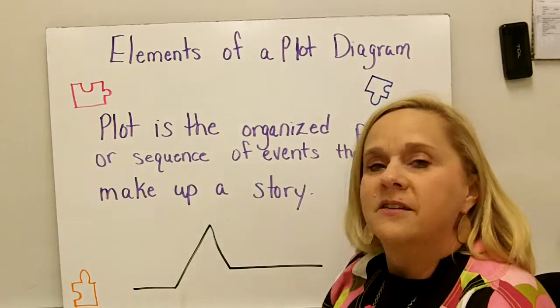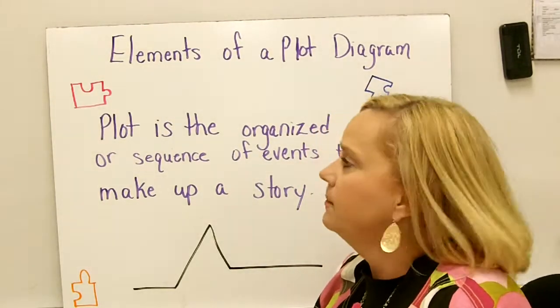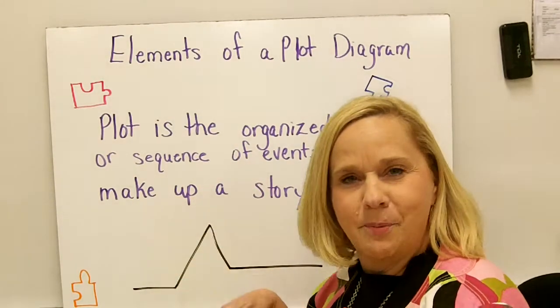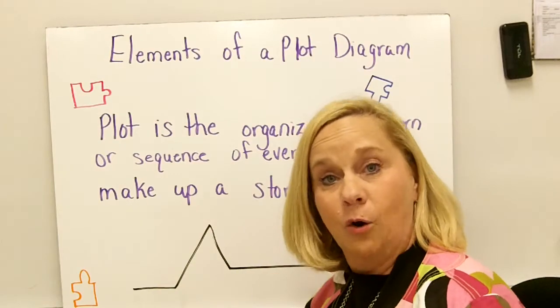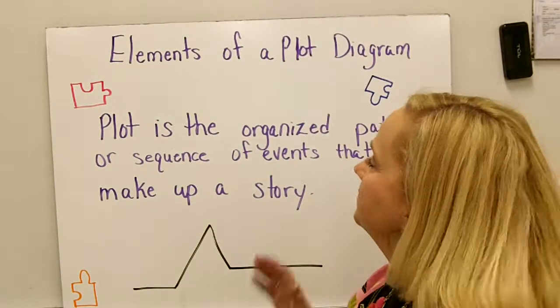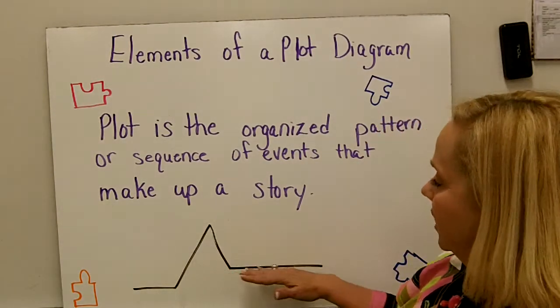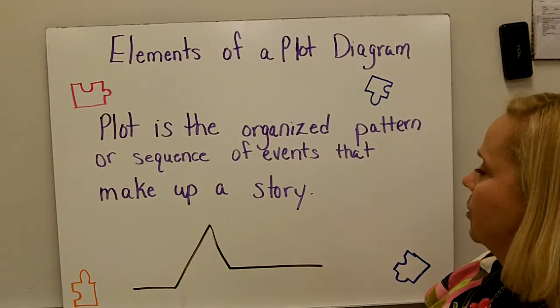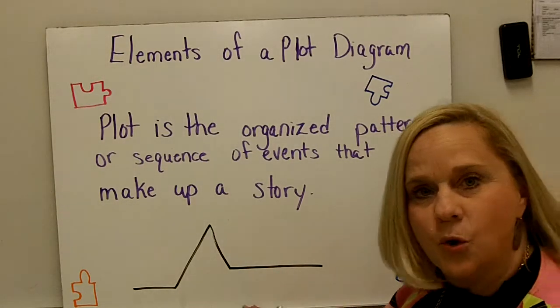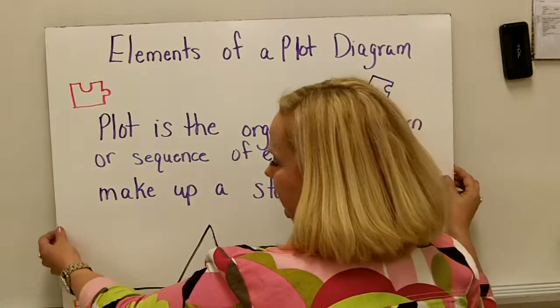We're talking about elements of a plot diagram in reading. The different elements in a plot diagram are kind of like puzzle pieces that you put together in order to show the entire plot in a story. So this is my plot diagram here that I've drawn. And plot is the organized pattern or the sequence of events that make up a story. And we're going to be taking a look at all these parts today.